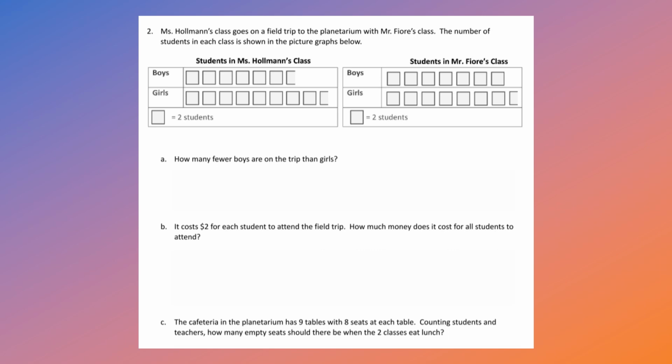All right, so on one side, you have the students in Miss Holloman's class, and on the other side, you have students in Mr. Flores' class. So let's start with Miss Holloman's class. Now, this is a picture graph.